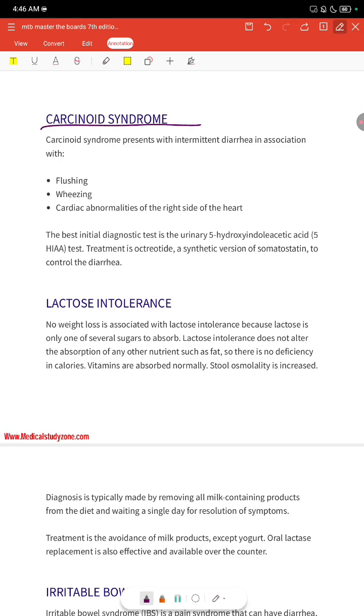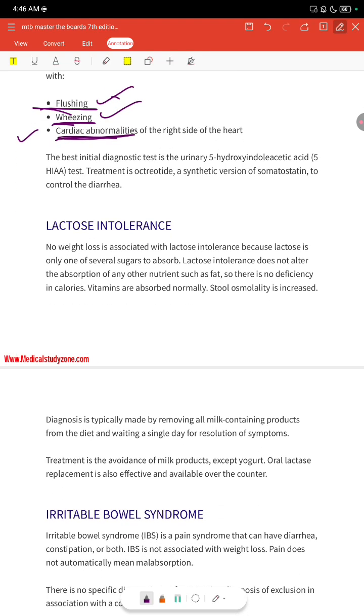Carcinoid syndrome. Carcinoid syndrome presents with intermittent diarrhea in association with flushing, wheezing, and cardiac abnormalities of the right side of the heart. The best initial diagnostic test is the urinary. This is important.